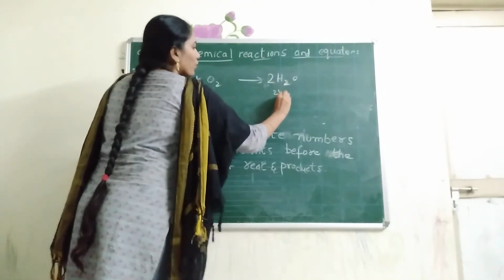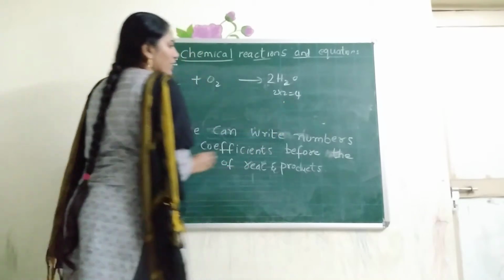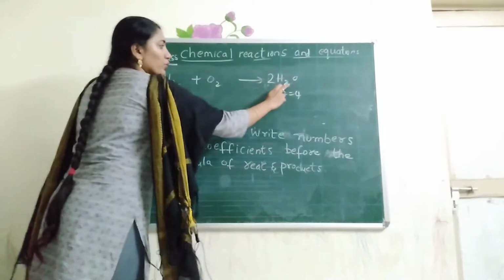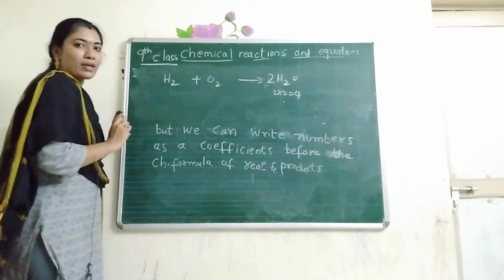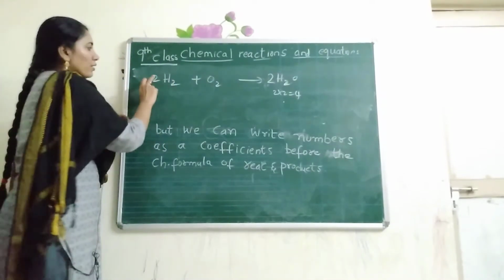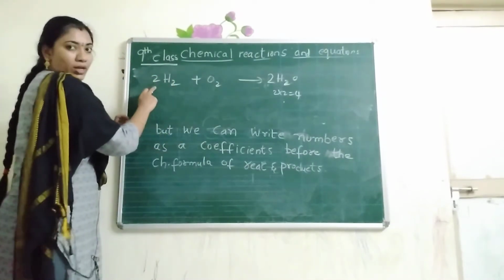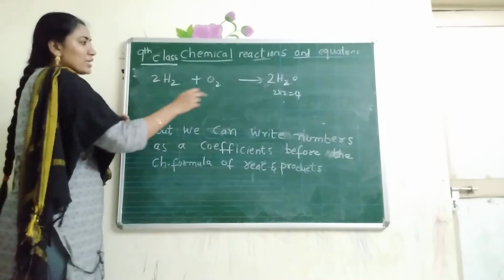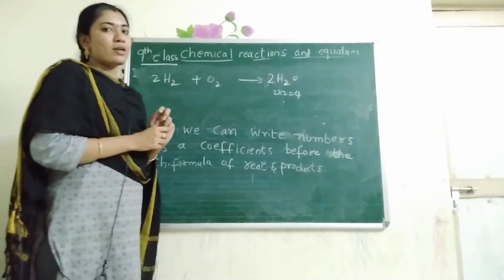2 into 2. 2 into 2 is equal to how many hydrogens are there? 4 hydrogens are there. 2 into 2, 4 hydrogens are there. So you can keep 2 here, isn't it? You can change the coefficients here. 2 into 2, 4. So this is the balanced chemical equation.